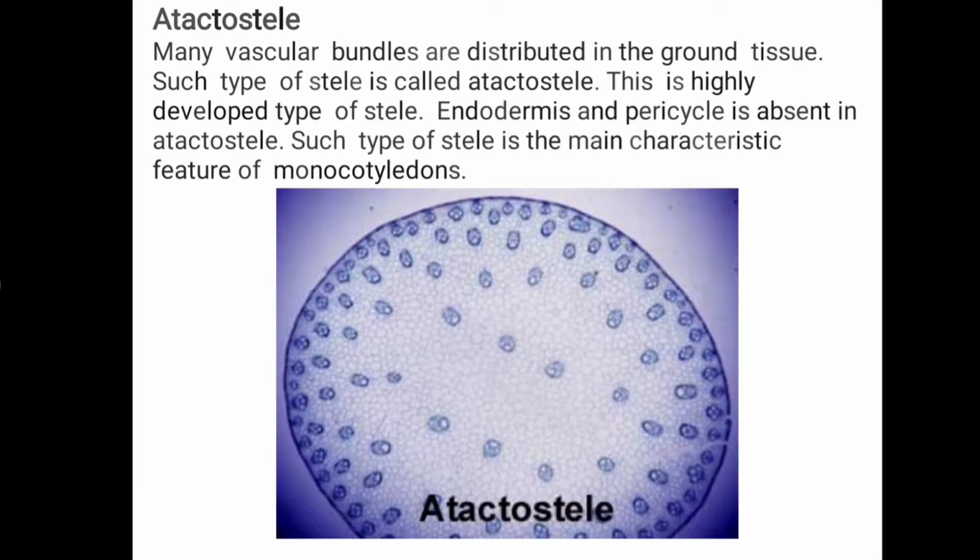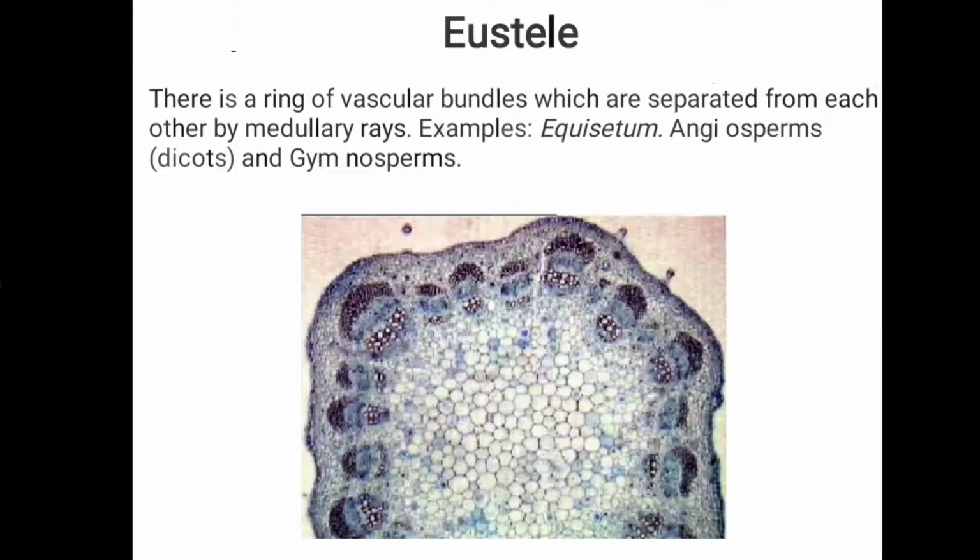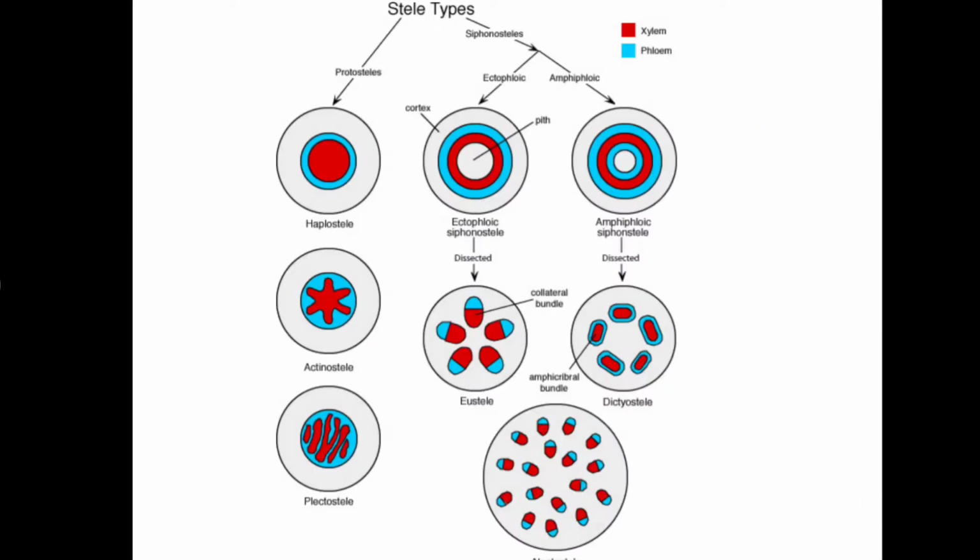In these monocotyledon plants, the endodermis and the pericycle are absent, but the whole structure shows the occurrence of the vascular bundles. So the atactostele is only present in monocotyledon plants. It is not present in dicot plants. So it is the characteristic for identifying monocotyledon plants. The vascular bundles are arranged in the ground tissue. So these are the types of stele we discussed in this lecture.